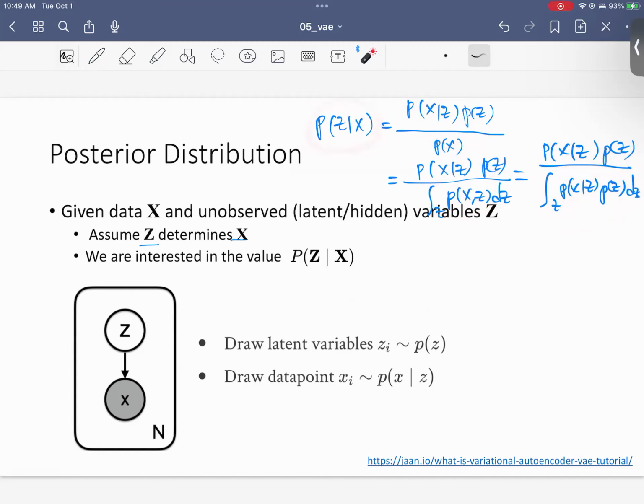All we have access to is these two, and what we want is to be able to calculate the posterior. So that's the posterior distribution inference problem, and VI is one way to solve this. There are a lot of different ways to solve the posterior distribution inference problem, but VI is one way to do it.